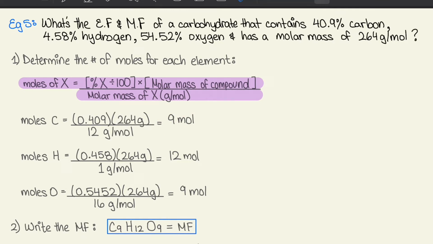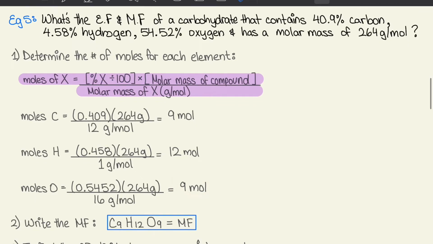Moving on to the moles of hydrogen, same thing, we're going to convert 4.58% into a decimal value, so that's 0.458 times the molar mass of the whole compound, which is 264 grams, and divided by the molar mass of hydrogen itself, and that's 1 gram per mole. That should give us 12 moles. And for oxygen, same thing, and we should get 9 moles for that.